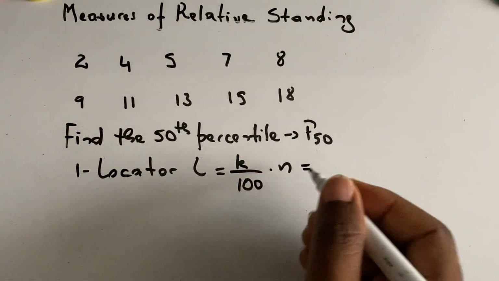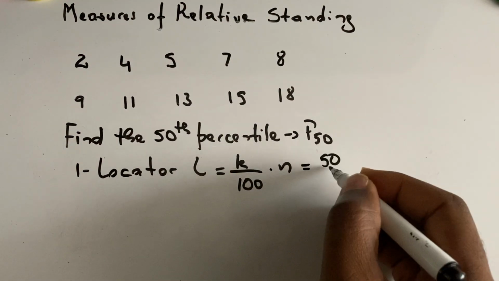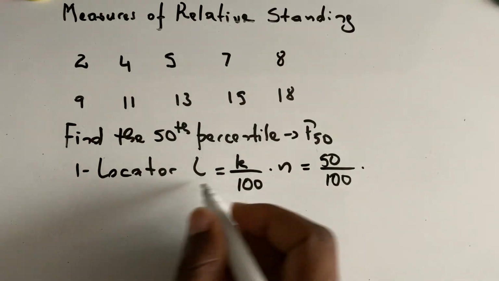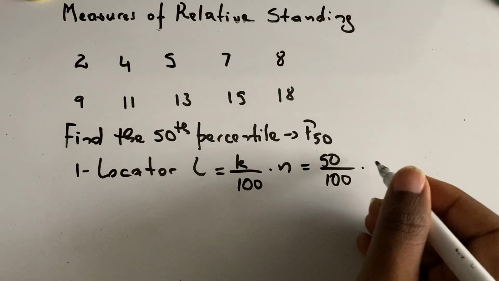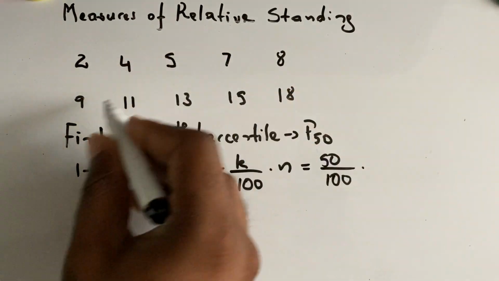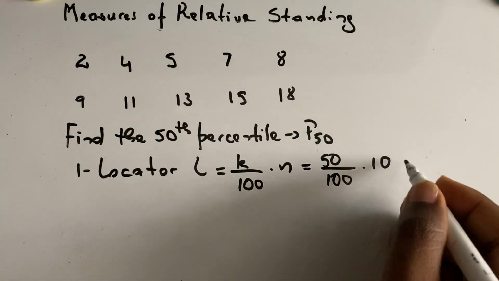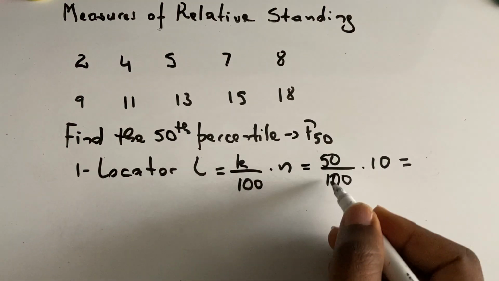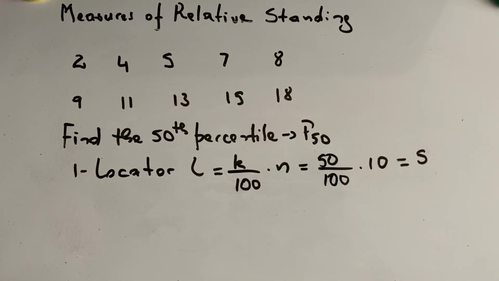So now, you do k, which is 50, divided by 100, times n. And what was n again? n is the total number of values you have here. In this case, I'll put 10. So from here, L equals 10 times 50, which is 500, divided by 100, that's 5. So L, the locator, is actually 5.